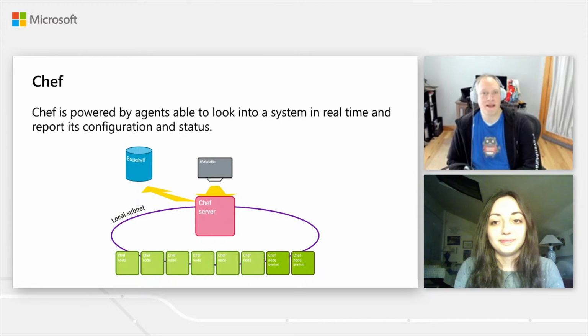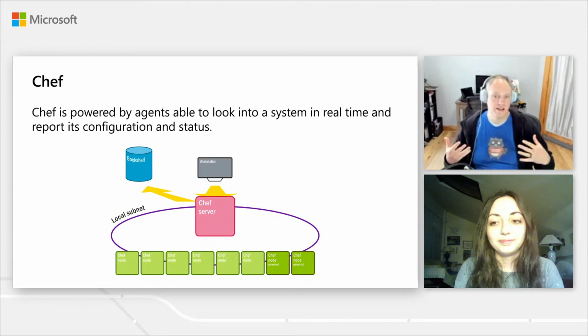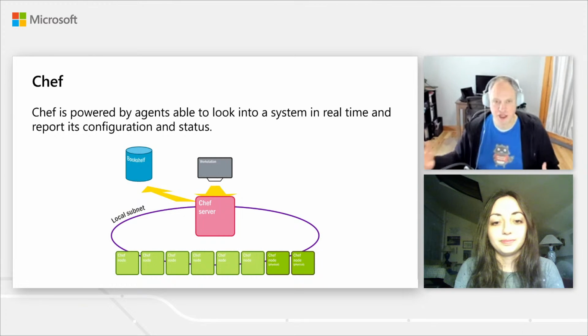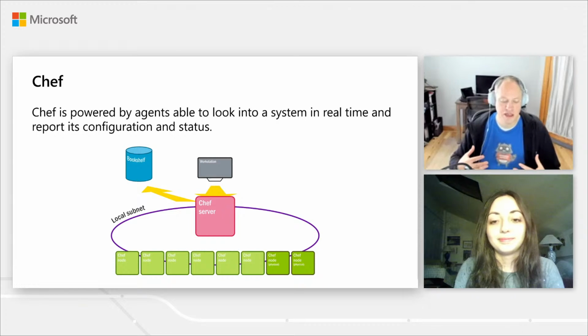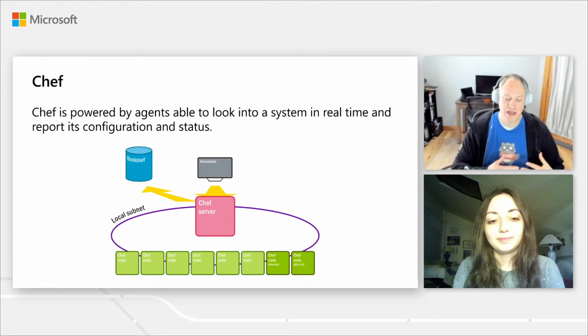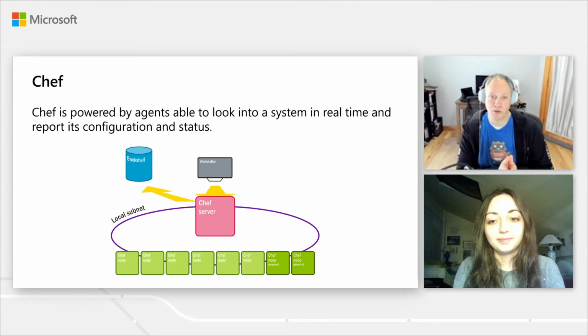And so Chef's powered by agents that look into a system state, report back its configuration status. Puppet also does this kind of information gathering, right? And what these tools enable then is that your configuration management templates can have some understanding of the environment that they're being deployed in, so they can make choices about what automation to run.